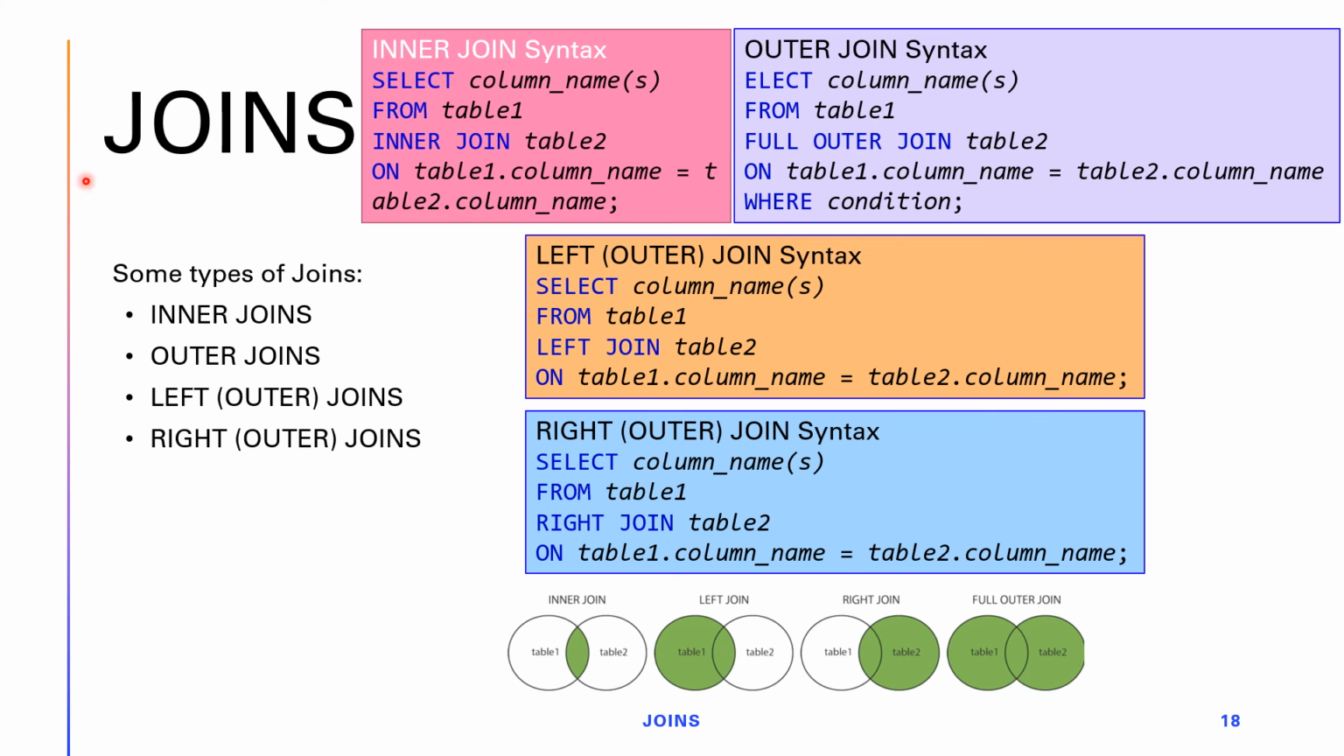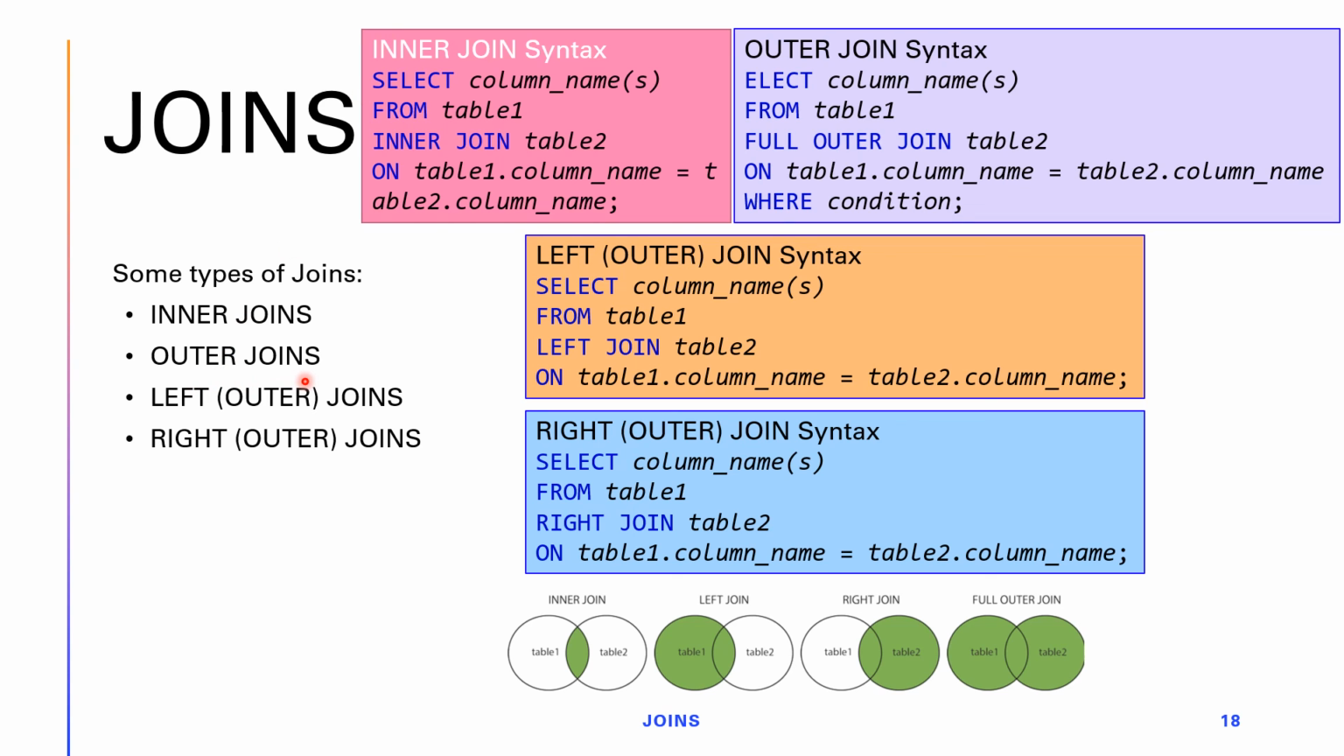On this slide, I will be talking about what joins are. Joins combine columns from one or more tables into a new table. Some types of joins are inner joins, outer joins, left joins, and right joins. Inner join returns records that have matching values in both tables.